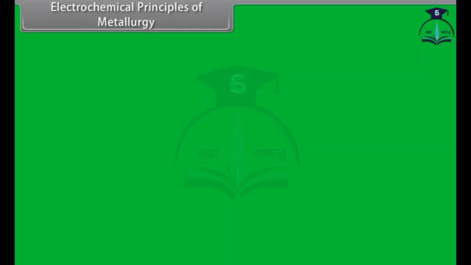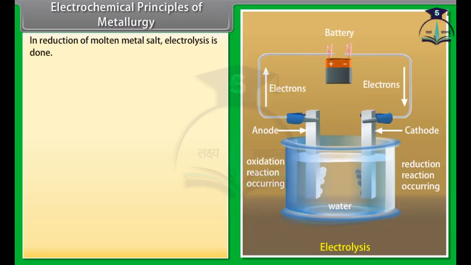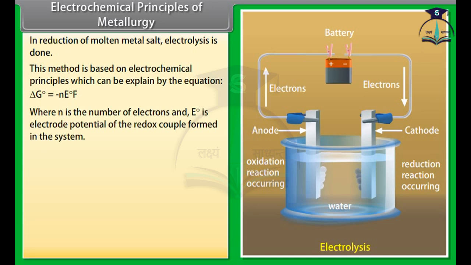Electrochemical principles of metallurgy. In reduction of molten metal salt, electrolysis is done. This method is based on electrochemical principles which can be explained by the equation ΔG° = -nE°F, where n is the number of electrons and E° is electrode potential of the redox couple formed in the system.